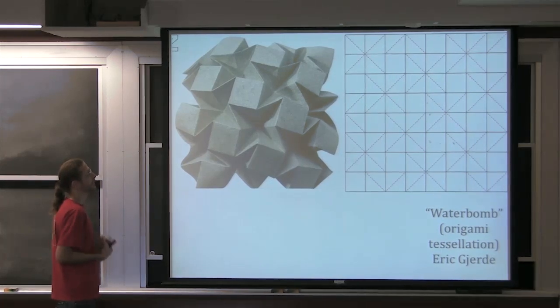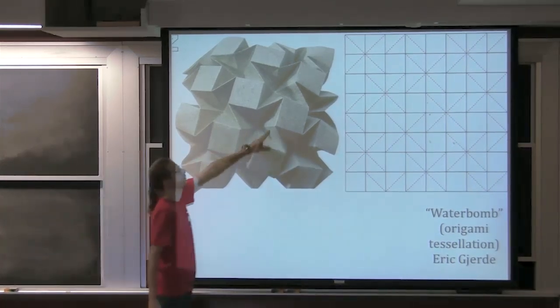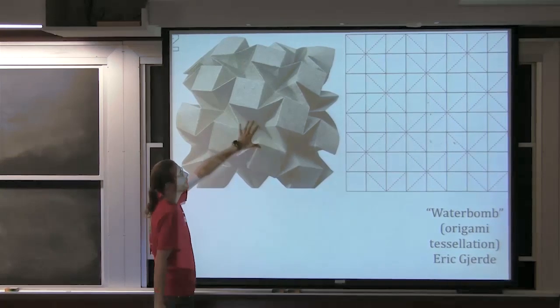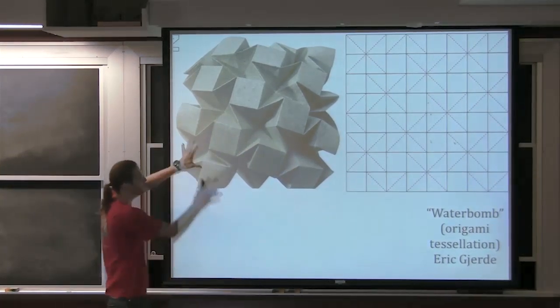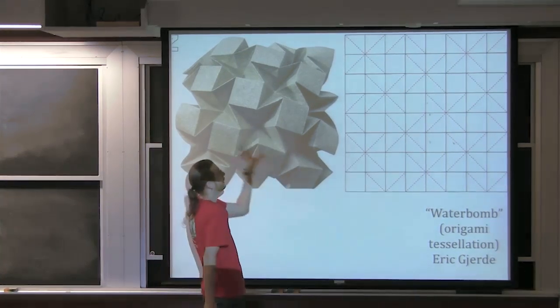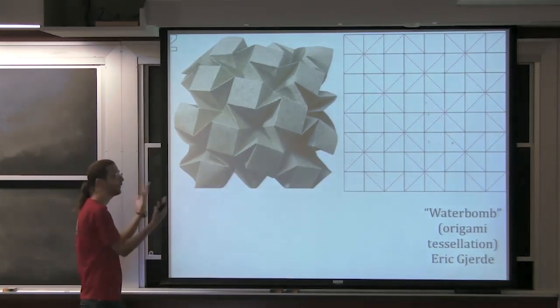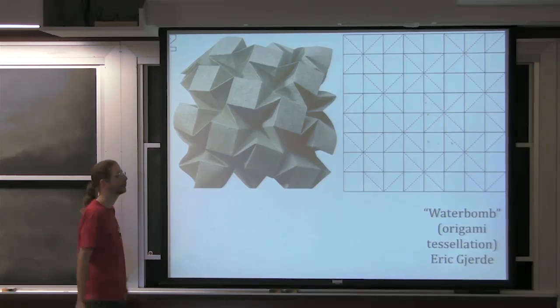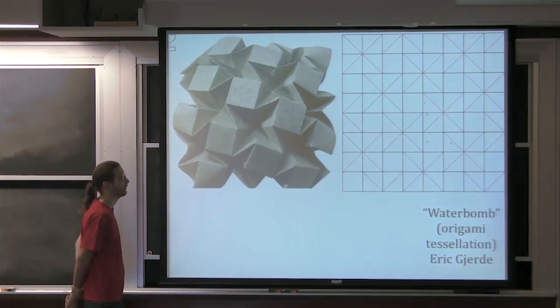And this is folding a very simple origami base called a water bomb. The resulting thing is not flat, but it's a very simple crease pattern and a pretty cool three-dimensional result. This is not captured by Tess, and that would be a different style of project to generalize to 3D tessellations.